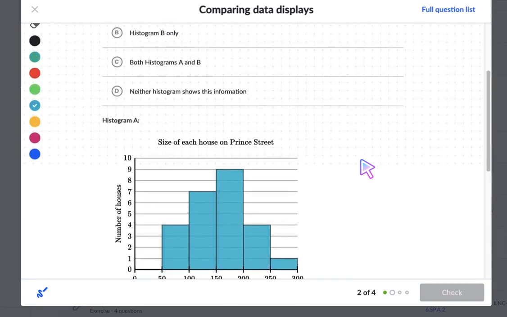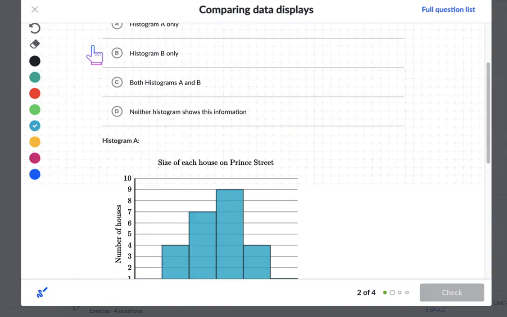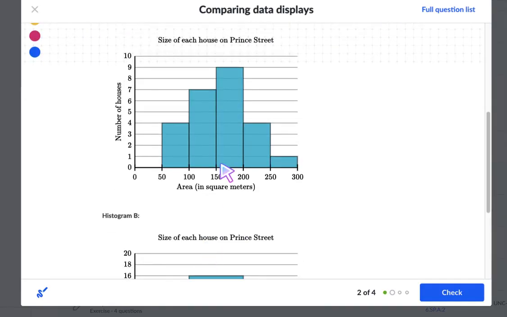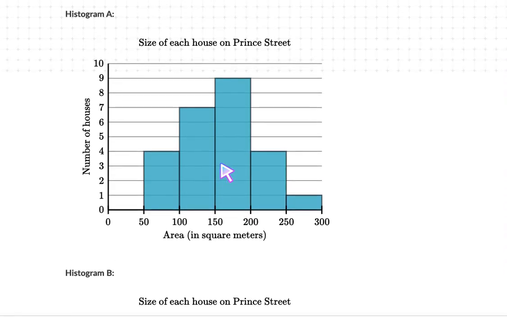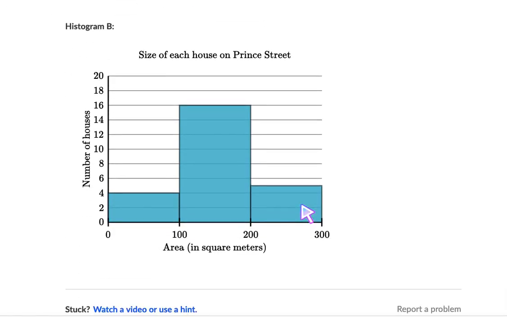You should have actually said that both of them show this information. So I'll tell you what I'm talking about. We want to know the amount of houses that have areas greater than 200 square meters. For histogram A, the ones greater than 200 square meters are these 2 bars. This bar is 4, and this bar is 1. So together that's 5. For histogram B, we have just 1 bar that's greater than 200, and that's between 4 and 6, which is 5.